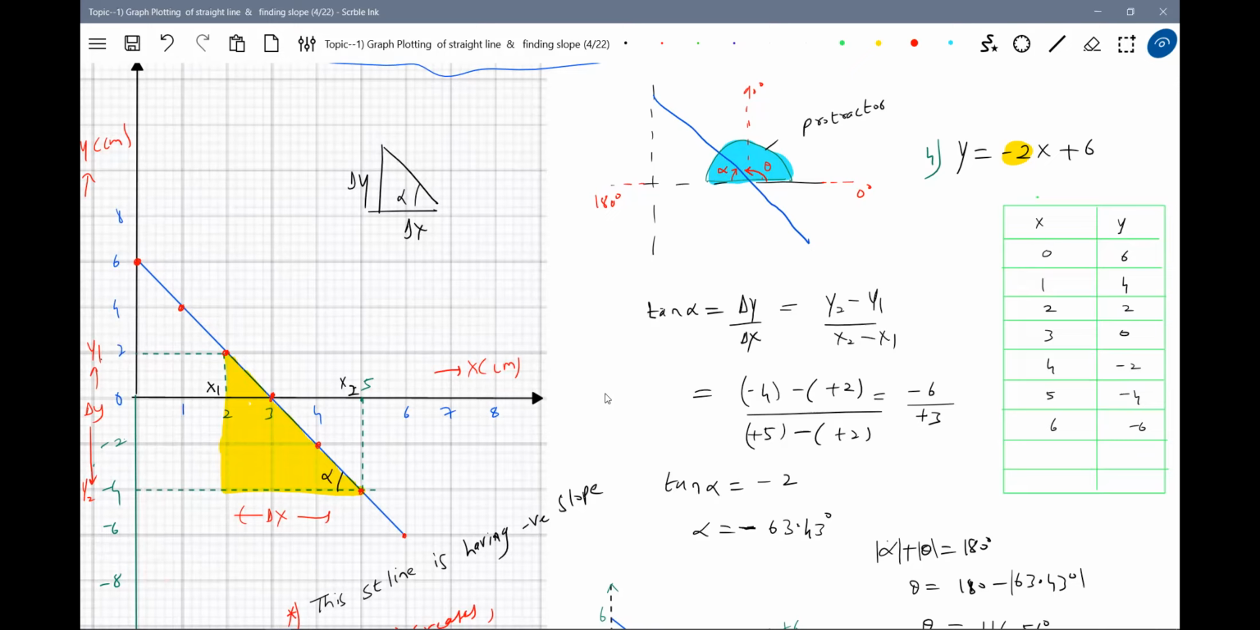Then we have to look at the points. X equal to 0, the value of y will start with 6. So here is 6. Put x equal to 1, y will be 4. Put x equal to 2, y will be 2. Put x equal to 3, y will be 0. X equal to 4, minus 2. X equal to 5, minus 4. X equal to 6, minus 6. Join all those red dots, they are experimental points, and you'll get a straight line. Look at the curve. It's different from the other curves we have seen.